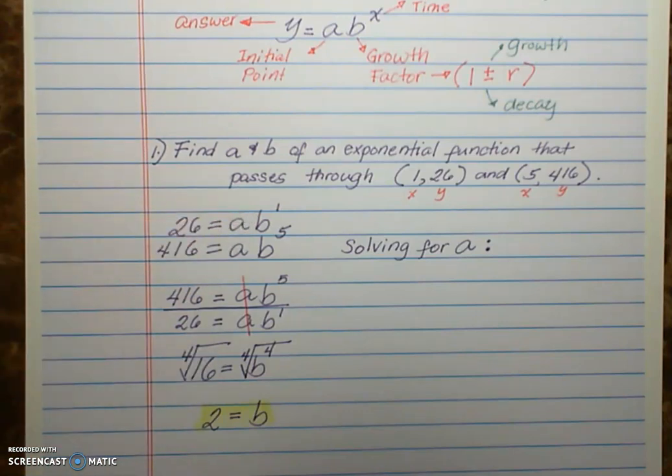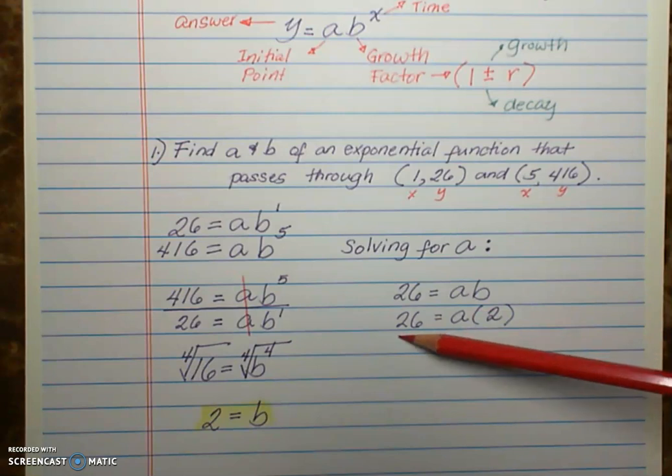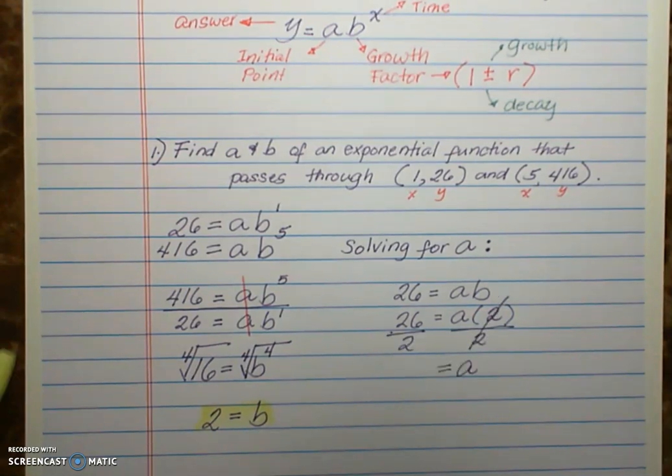Then the next step, in order for us to isolate a, is to divide both sides by 2. And 26 divided by 2 is 13. So a is equal to 13. Let us now go to example number 2.